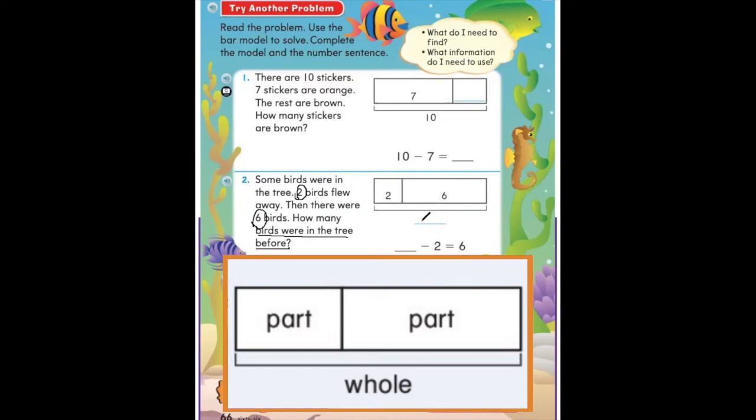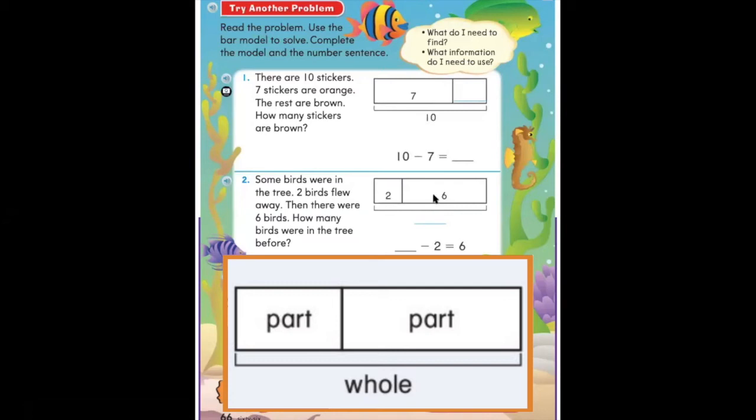What do you notice about the whole? Do we know what the whole is? You're probably saying no, we don't know what the whole is. We have to take from and find the whole. We're taking 2 from the whole, and we know that it has to equal 6. So this time we have to find the whole by using the 2 parts.